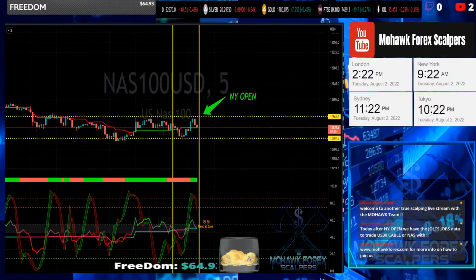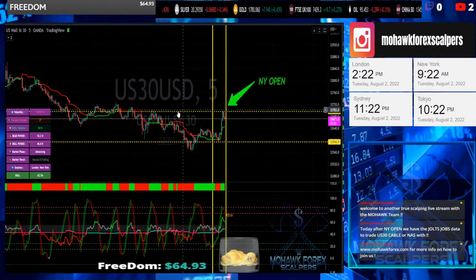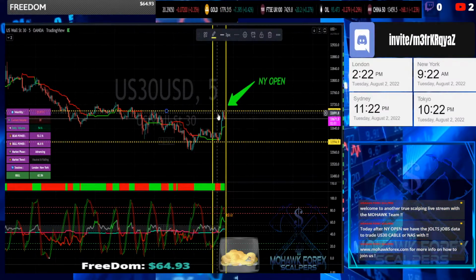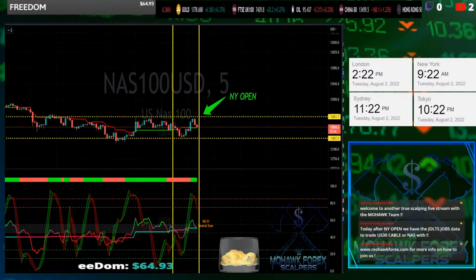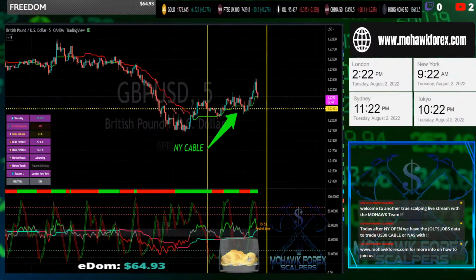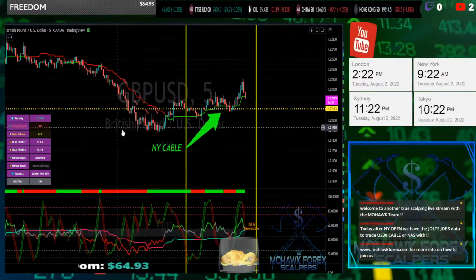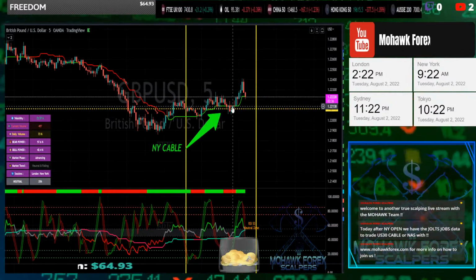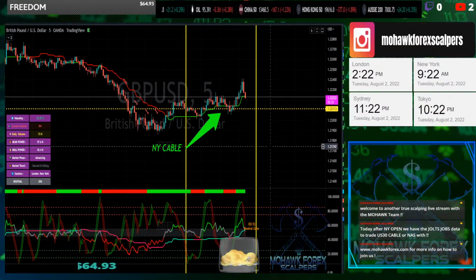So we set up on NAS, set up on US 30. I identified the base here. We've had a bit of a move already. We're also going to be trading our New York cable line. We've already had wins on our Asian cable trade today, and we're going to cable trade as well. We've already identified our lines and what we're looking at.